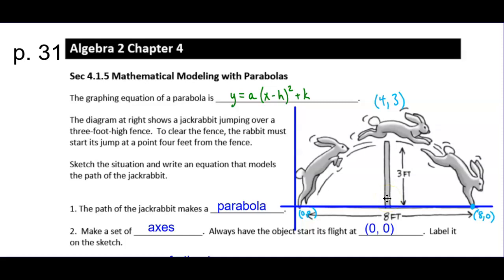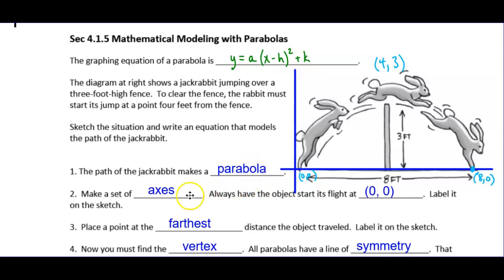So that information is enough to establish a vertex, because the middle of the 8-foot jump would be 4 feet, and the height would be 3 feet according to the height of the fence. We've got all that labeled. We know that the path makes a parabola, so I've got my axes set up at 0, 0. I always want to have the object start its flight at 0, 0. It will work mathematically if you put the axis anywhere you want. It's just that it's much easier if you have a 0, 0 coordinate.